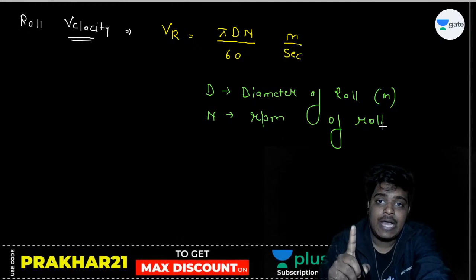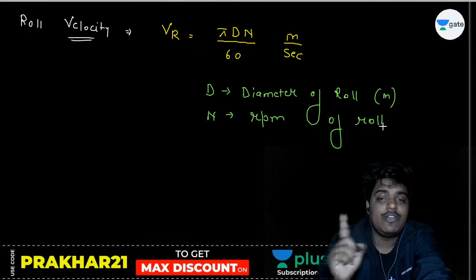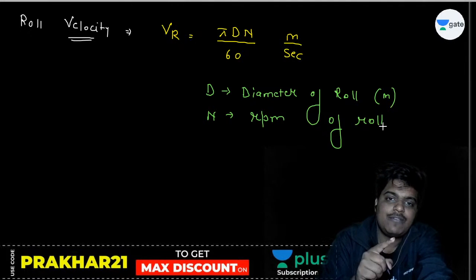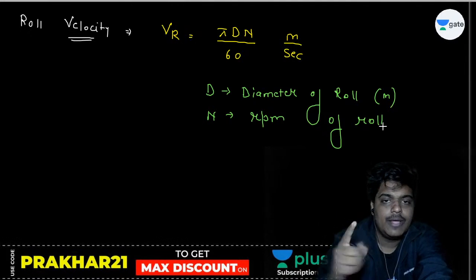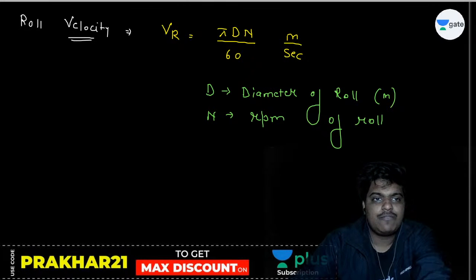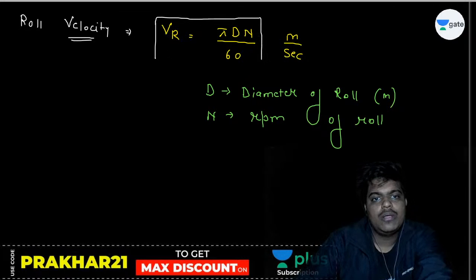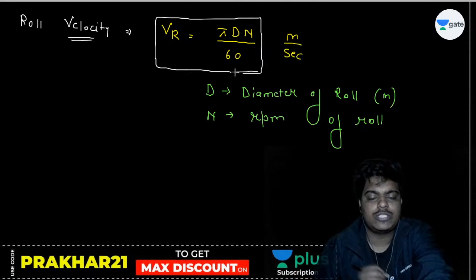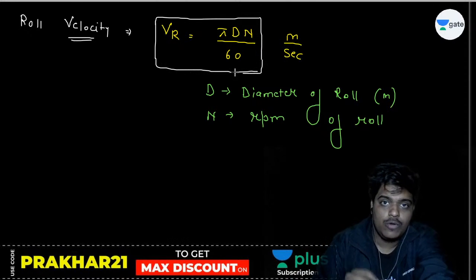Revolutions per minute. If revolutions per second is given, then 60 will not come in the denominator. If diameter is given in mm, you have to convert it into meters. Is it clear? So this is the basic formula that you should know. This is the formula for the roll velocity.